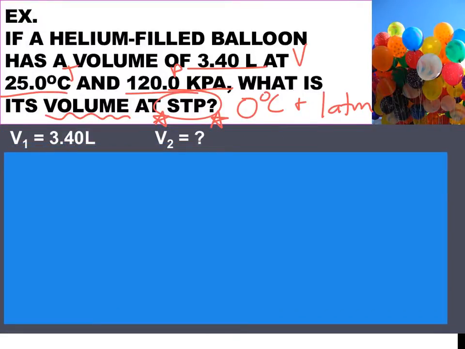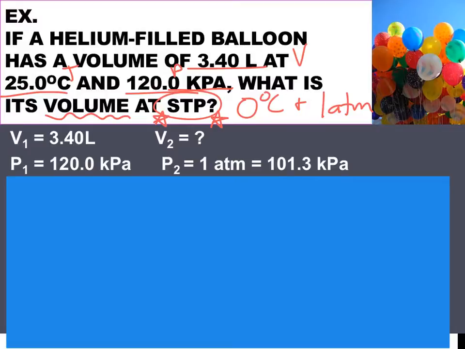So here are our volumes. We're given 3.4 liters. We don't know the second volume. Our pressure to begin with is 120 kPa. Our second and final pressure is at STP, which was 1 atm. But what we have to do is convert it from atm into kPa so that our pressure units match. That's important.